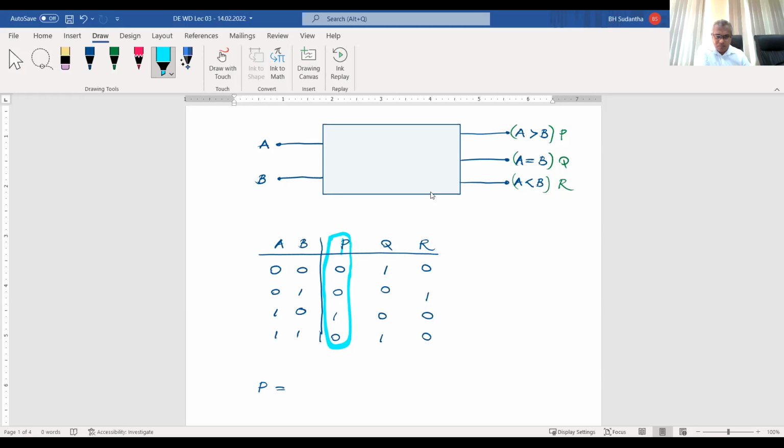When you come to the second combination, the value of A is 0, B is 1. Then B is greater than A, so R should be 1. What is R? A smaller than B. Then the third one, A greater than B, A is 1, B is 0, so P should be 1. The last one, 1, 1. Then A and B both are equal.